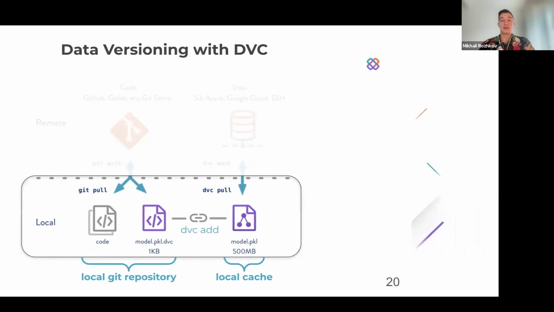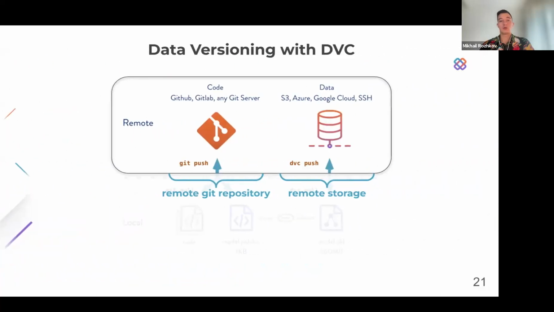The next step, when we want to collaborate with people and persist results, is to use remote repositories. With the Git repository, we use GitLab, GitHub, or some other system, and we just do git push to synchronize our local results with a remote repository, right? And the same we can do with DVC. We can do dvc push to save a local file to some remote storage.